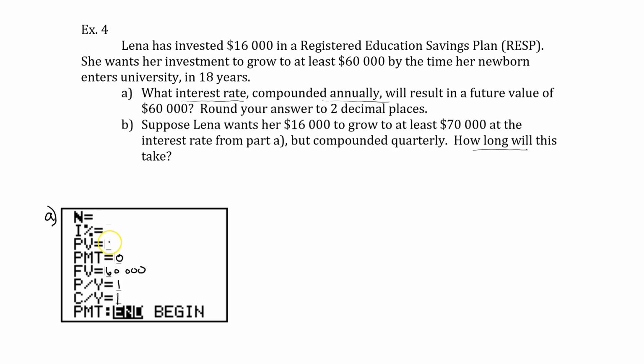Now here's the tricky bit, folks. We need to remember that negative. Okay, because the money is going away from Lena initially to come back as $60,000. Ta-da! Now we know that it's compounded annually, so the number of compounding periods is 1 times 18 years, and we're solving for that interest rate, so we're going to put a dot by it.